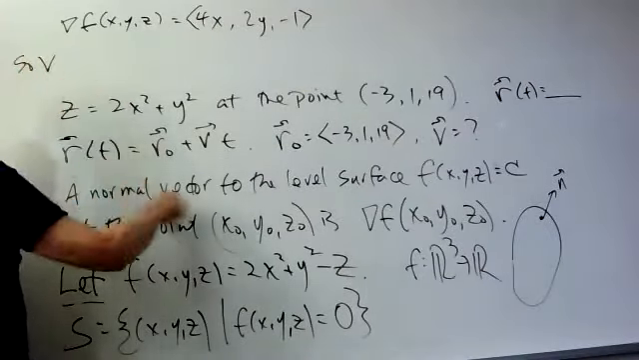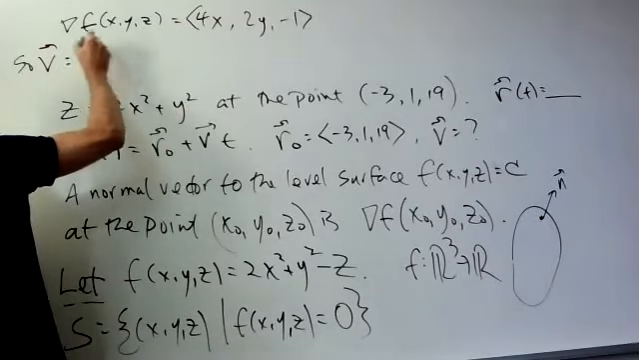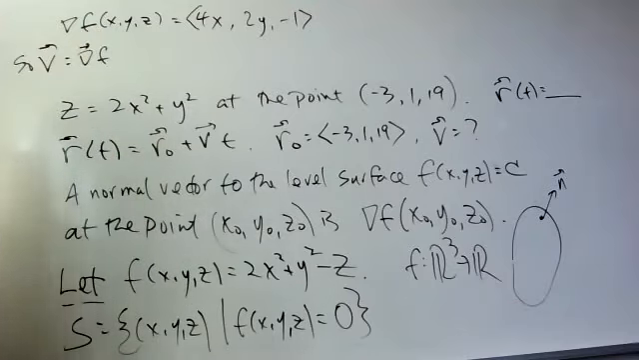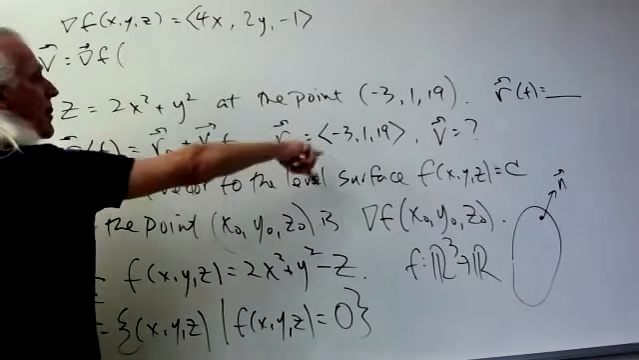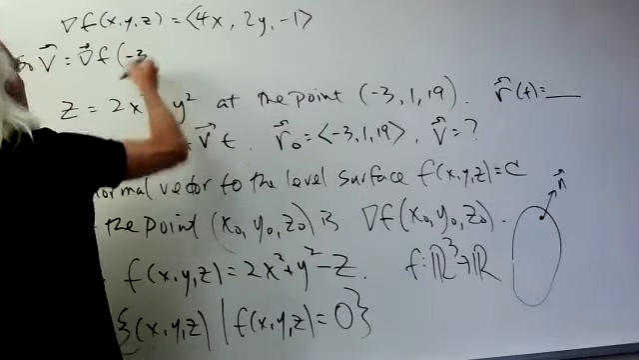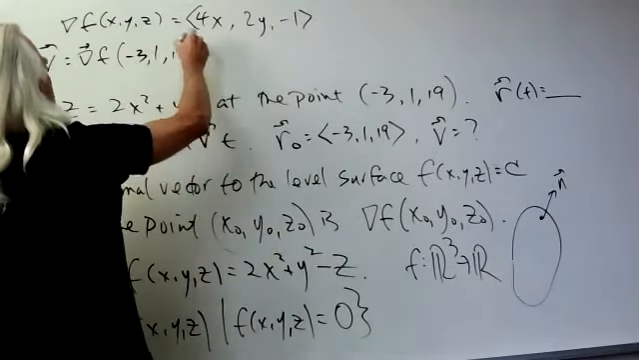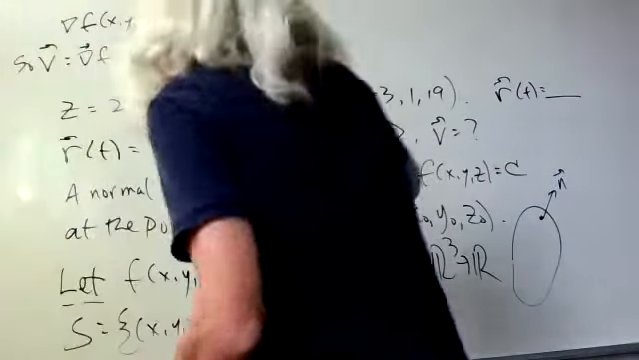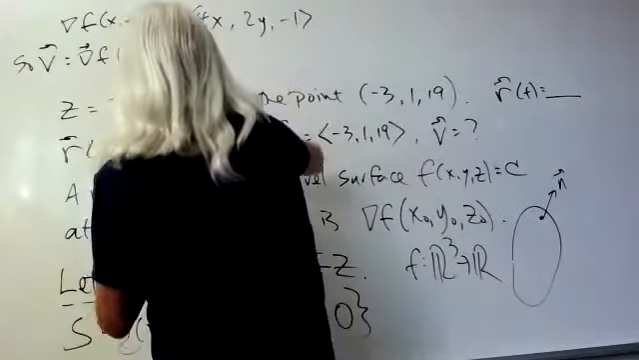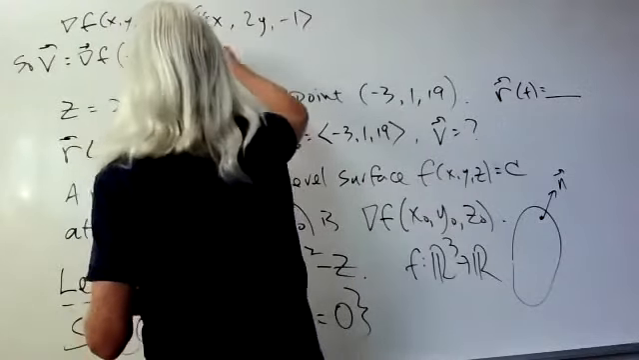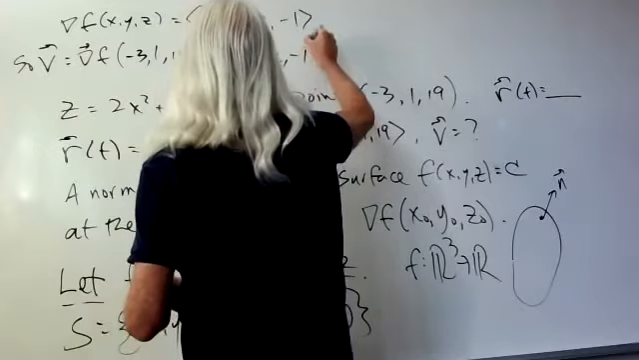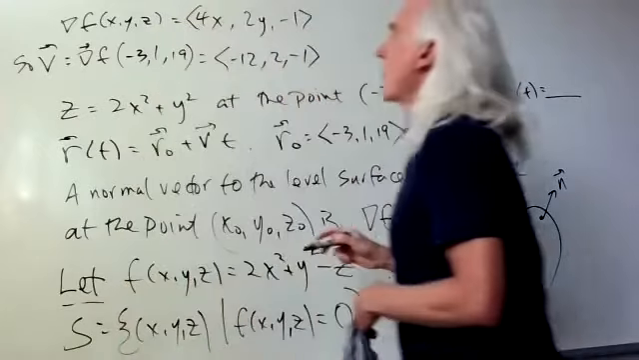So that velocity vector we want is going to be grad f. Sometimes I put the arrow over the grad, sometimes I don't. Let's do it here. Grad f at (-3, 1, 19), and that's just at that point, is equal to (-12, 2, -1).